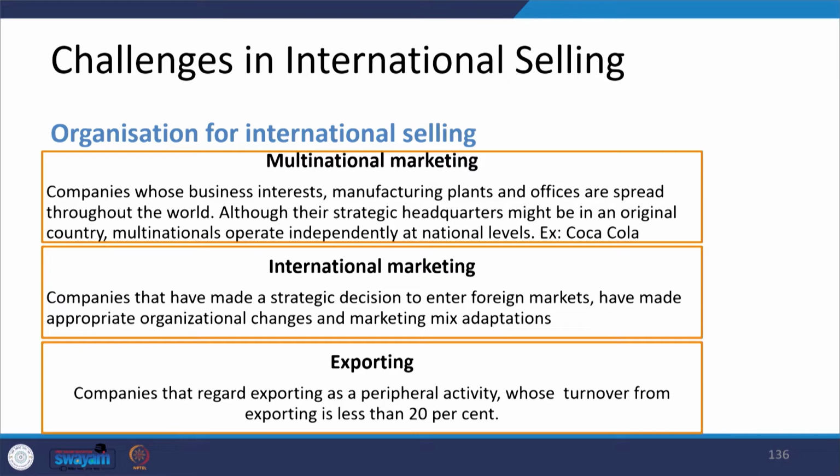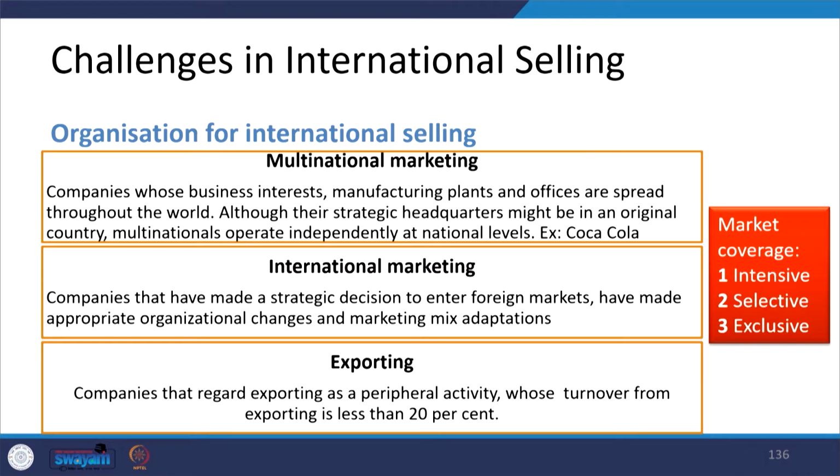Another way of having an organization or system to sell internationally is to go for international marketing. These are companies that have made a strategic decision to enter foreign markets and have made appropriate organizational changes and marketing mix adaptation as well. Then there is a third route to sell in international markets, that is exporting. These are companies that regard exporting as a peripheral activity, whose turnover from exporting is less than 20%. That means their sales from international markets come through exporting products and services, and this exporting only contributes around 20% of their sales or business.